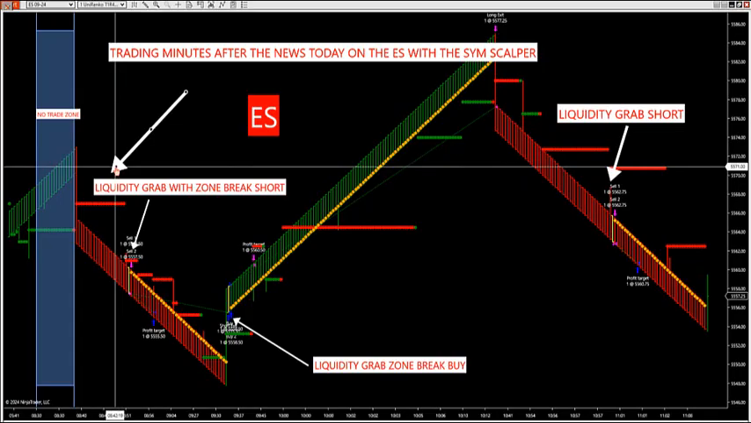So they're not going to get really good fills. What they try to do is grab liquidity on pullbacks with the trend to catch the counter trend traders.